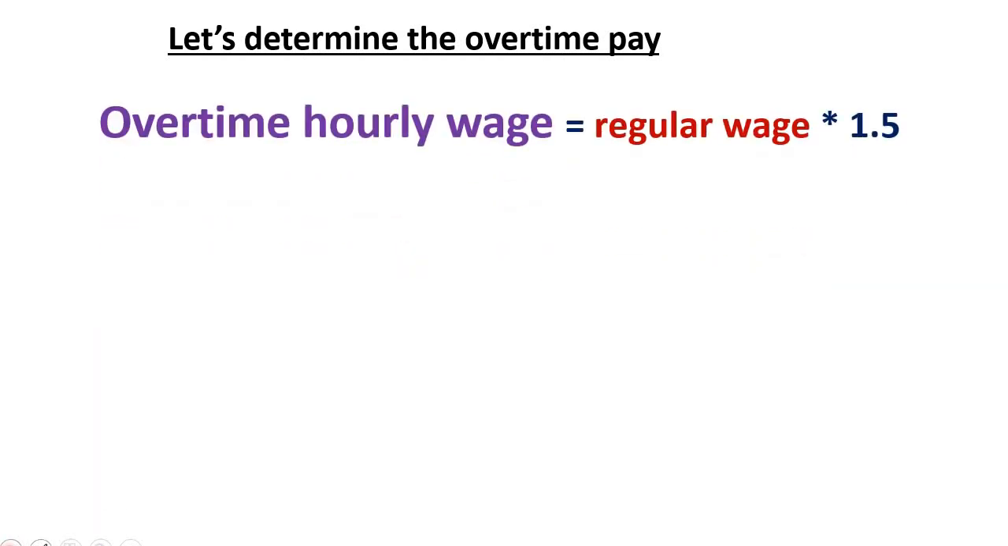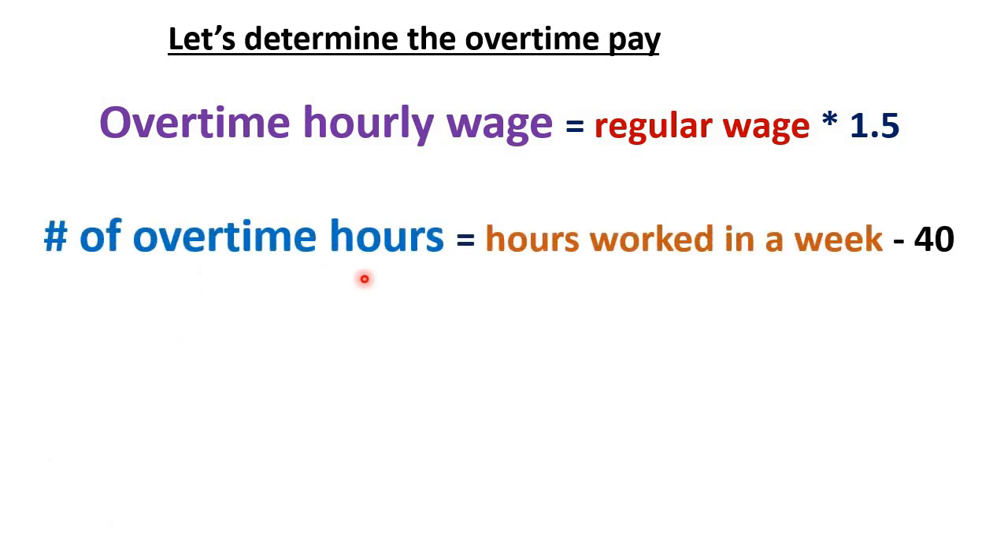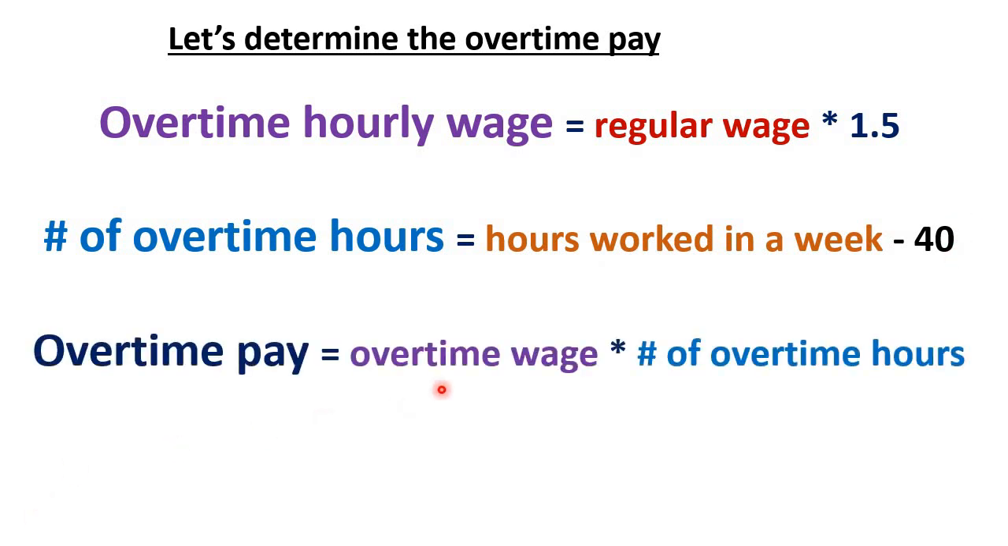And so again, all that we did were these steps. We determined the hourly wage for overtime, regular times 1.5. We then determined the number of overtime hours, so how many hours worked in the week minus 40. And then we took those two answers that we just got and multiplied them together to determine overtime pay.